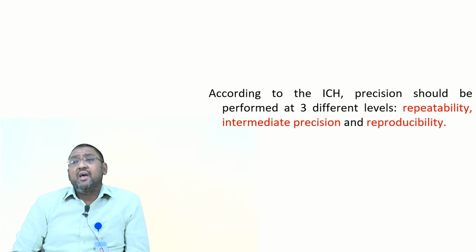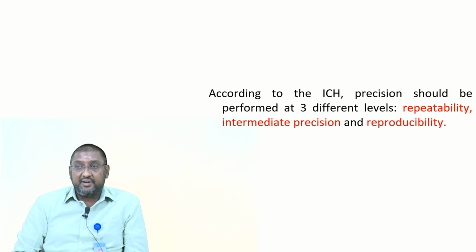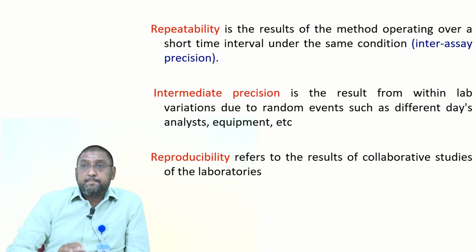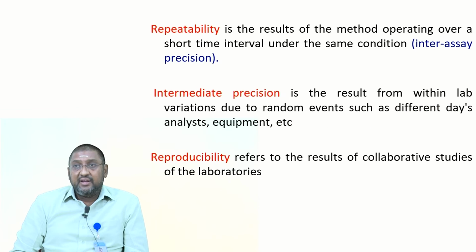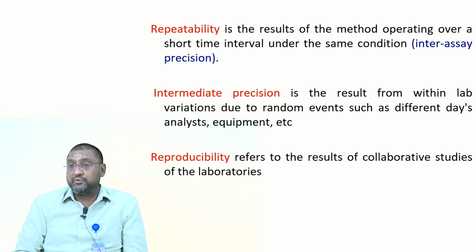Normally, according to the ICH, precision should be performed at different levels. One is repeatability, another is intermediate precision, and another is reproducibility. It is not mentioned in the USP, but in ICH it is mentioned in these 3 ways. So, what is repeatability? It is nothing but intra-assay precision. It is the result of the method operating over a short time interval under the same conditions. I have developed the method, and in a short interval I do this experiment and get the result. I have to ensure whether I am getting the same values or not.